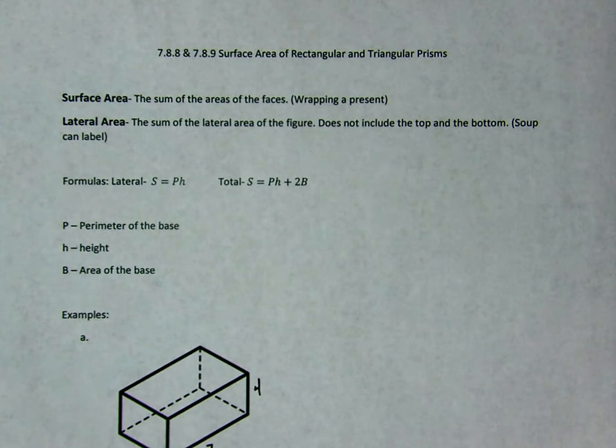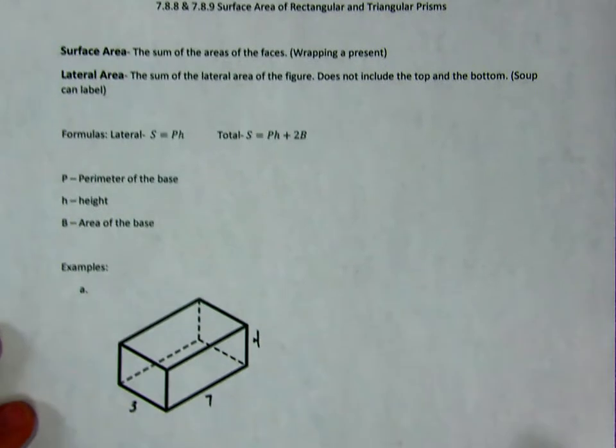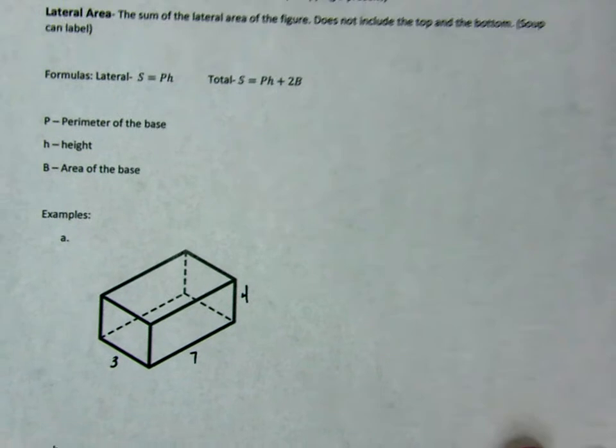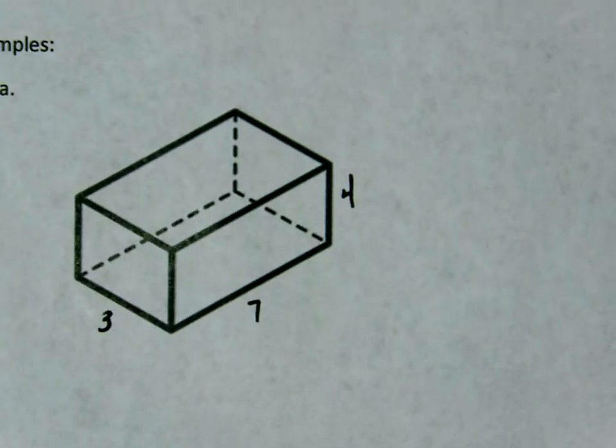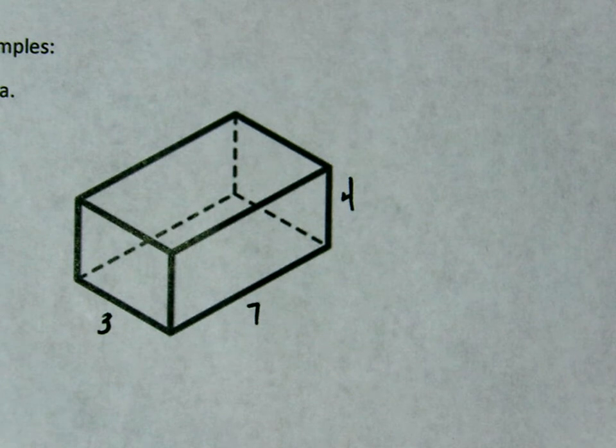Alright, we're going to go two examples, one rectangular prism and one triangular prism. First one, we've got a rectangular prism. I'm going to calculate both the lateral surface area and the total surface area for both of these.